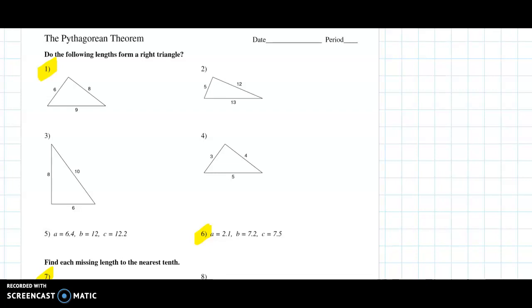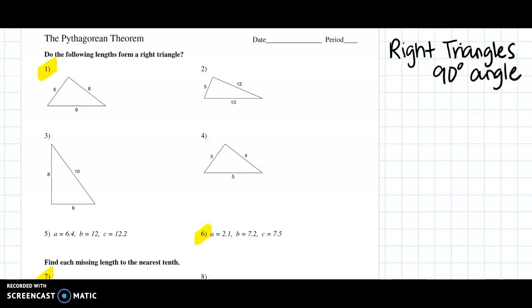Let's take a look at some of the practice problems we've assigned for this week. The first set of questions is, do the following lengths form a right triangle? Remember, the Pythagorean theorem only applies to right triangles. Right triangles have a 90-degree angle. Triangle number 1 looks like it might have a 90-degree angle right here, but we need to decide.